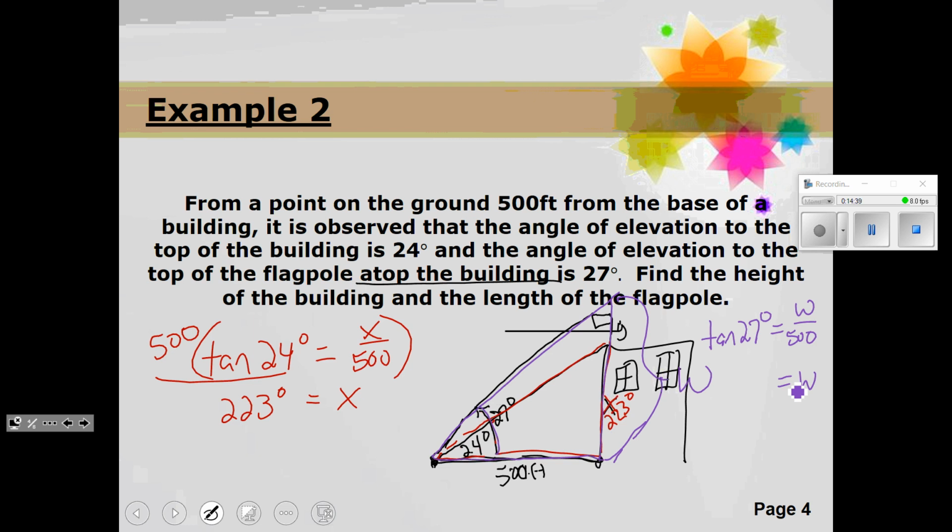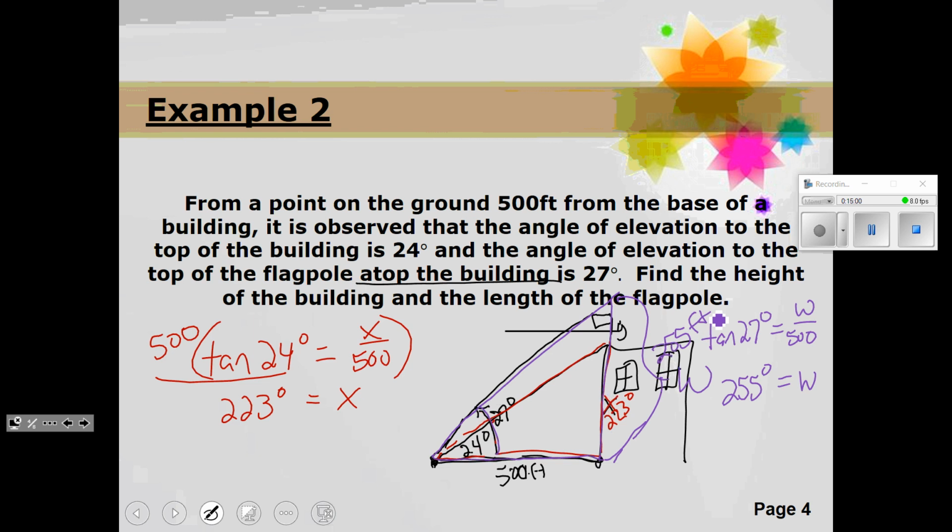I got something different. Oh, okay. I don't know what I was thinking. 254. So let's go ahead and make it 255 since I just did whole numbers. Okay, 255. So this whole thing is 255 feet.